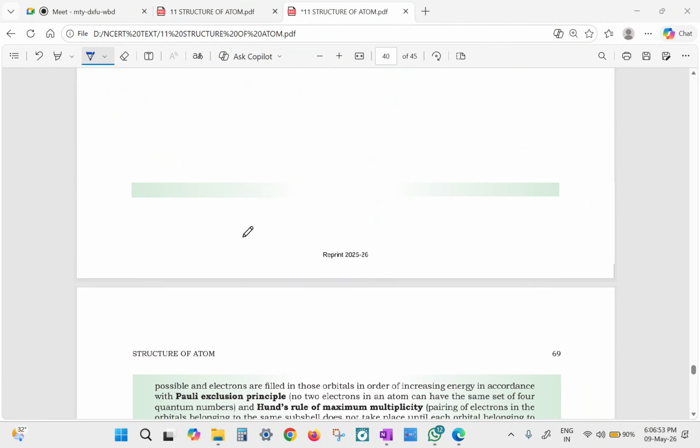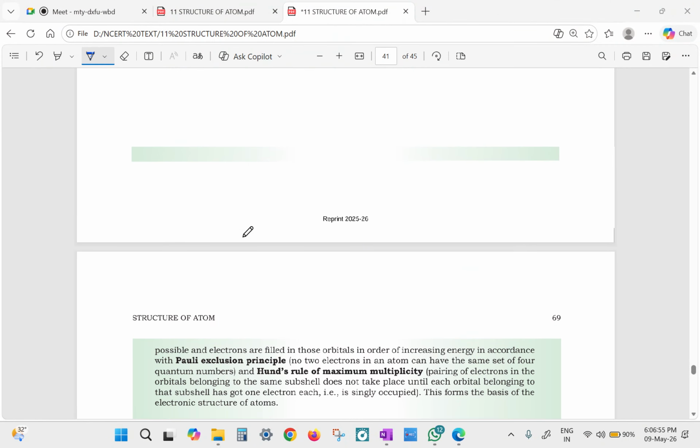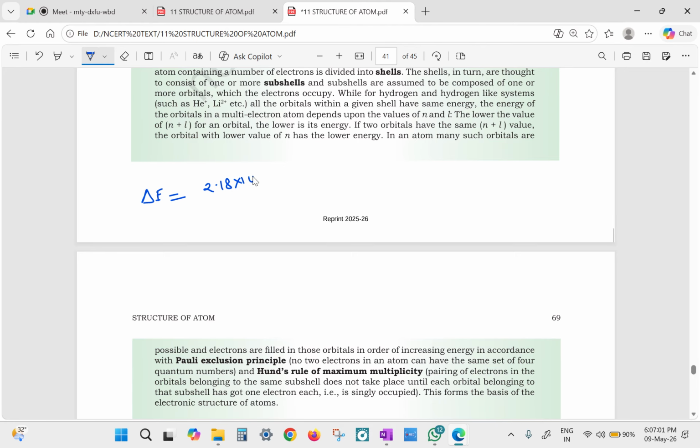There is one question here. Now, that formula I told you, the del E is equal to 2.18 into 10 to the power minus 18. Supposing we are doing it for helium plus. There are some more questions of that type. So, supposing you are doing it for helium plus, then the atomic number of helium is 2. So, we will take it as 2.18 into 10 to the power minus 18.